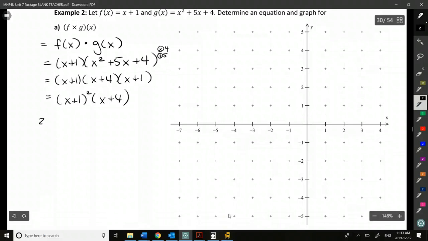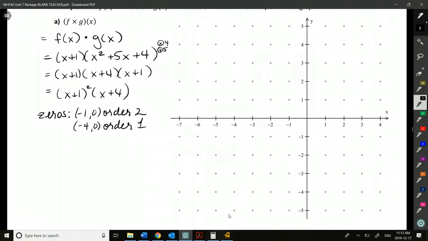So I have zeros at -1, and that one's an order 2. Great review for us from our earlier polynomials unit. And -4, it's an order 1. Okay, if you input 0 in for x, you'll actually get the y-intercept as well. So what happens when we enter in 0 for x here? What do we get for a y-intercept?